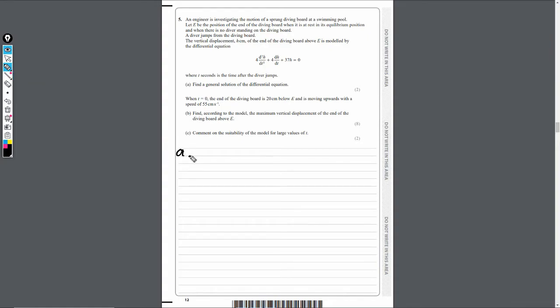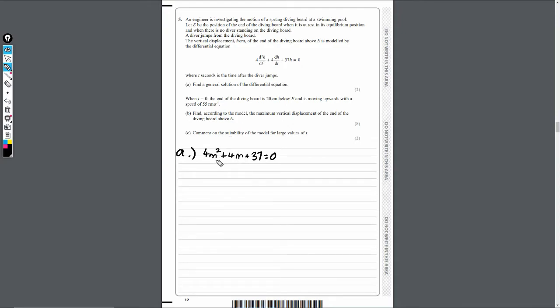So part A. To find a general solution for this, as this is a second order differential equation, I'm going to model this now using my auxiliary equation. So that's going to be 4m squared plus 4m plus 37, and this is going to be equal to 0. You can always tell if it's in this form, where it's a multiple of your second differential, plus 4 lots of the first differential, and then plus 37 lots of the function that you differentiated, then you can model it using an auxiliary equation like this.